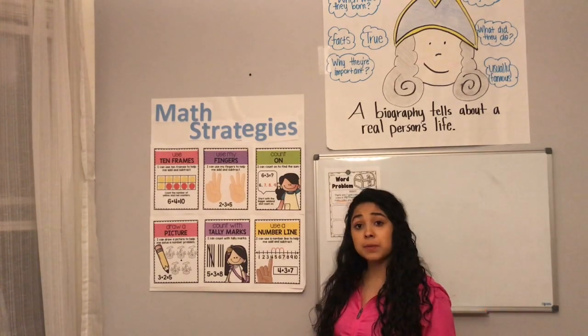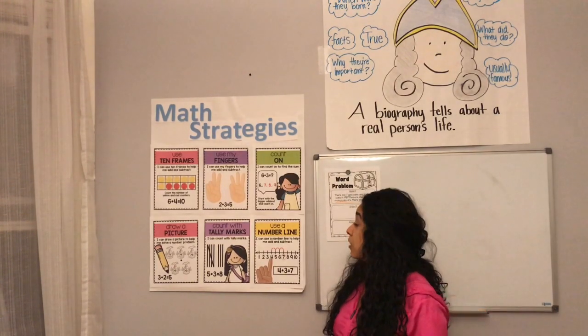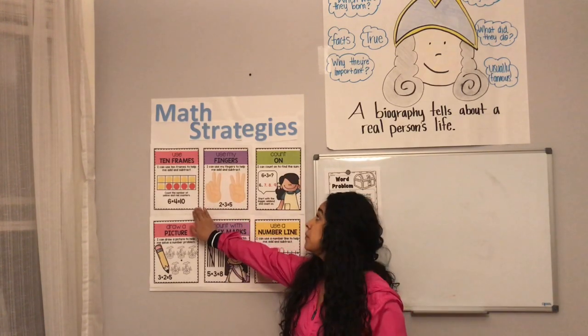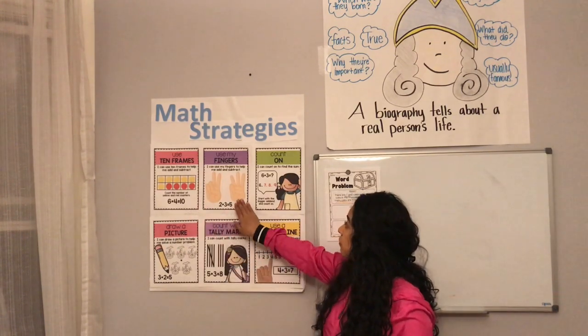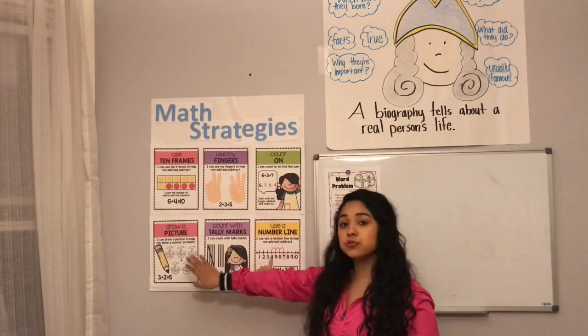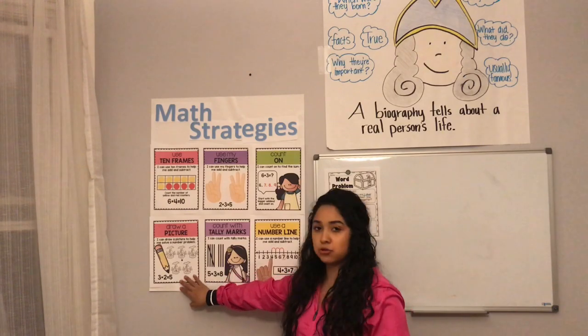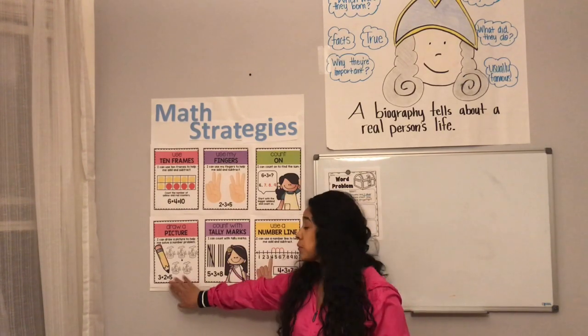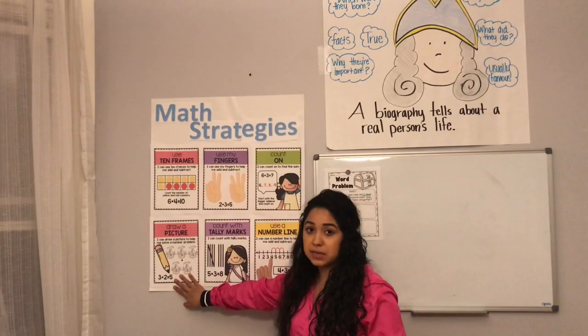For this word problem, we've already covered a few strategies. So we've learned how to use the 10 frames to solve the problem. We've learned how to use our fingers. We've learned how to count on. And now we're going to draw a picture. I saw a lot of you draw a picture this week, so I know that many of you already know how to do it, but we're just going to go over it just in case.